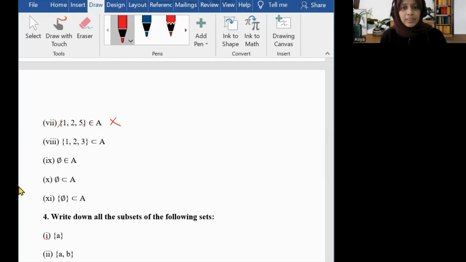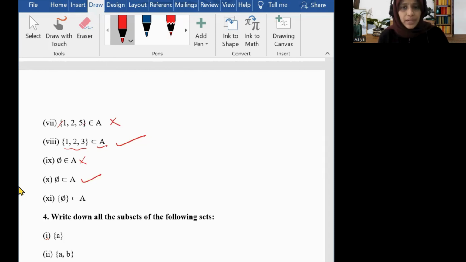Now, {1, 2, 3} is a subset. Yes. So this becomes a set. A set is a subset of another set. So this is correct. Now, your ninth one. Null set belongs to A. A set does not belong to another set. An element belongs to a set. So this is wrong. This is the correct way of representing it: a null set is a subset of another set. One set is a subset of another set. One element belongs to another set.